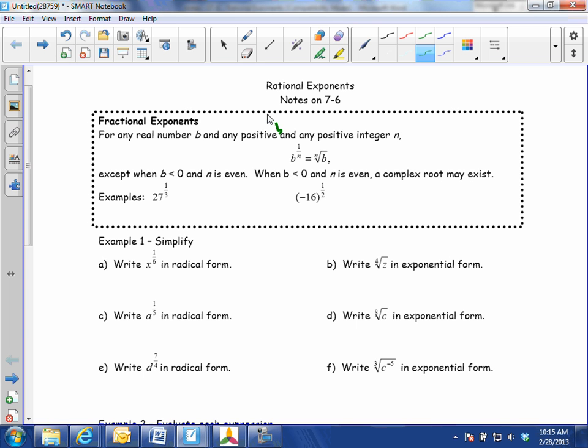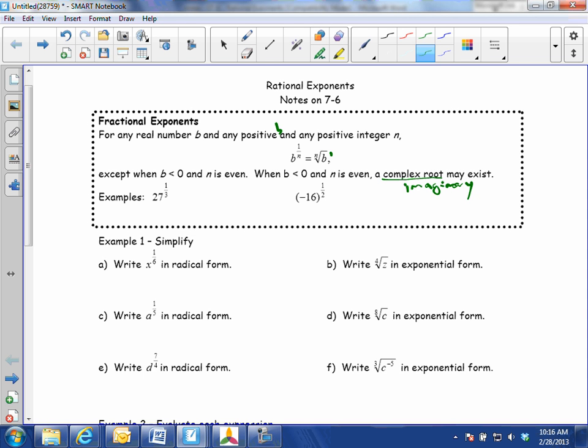We've done this before. We just take whatever the exponent is, in this case b to the 1, and put that on the top of the fraction. And whatever is in the index, whatever is outside the box, we put on the bottom of the fraction. Right? This is true except when b is less than 0 and n is even. When that happens, a complex root may exist, meaning we're going to get an imaginary number.